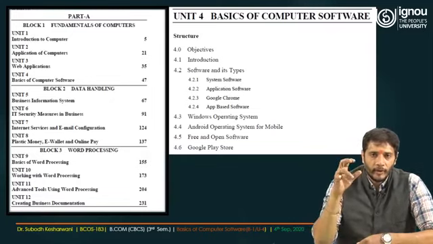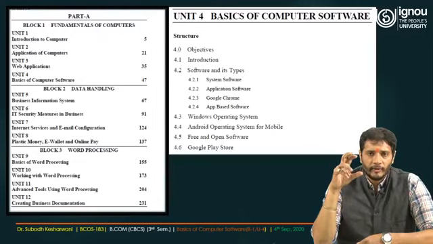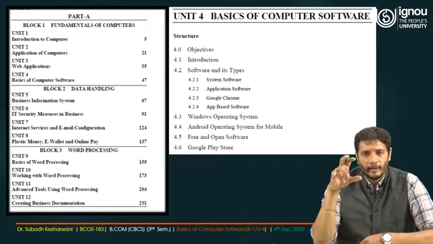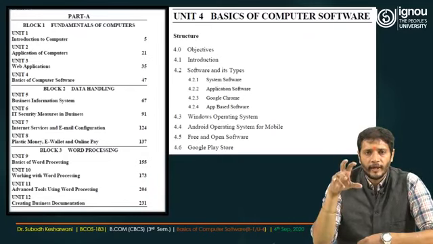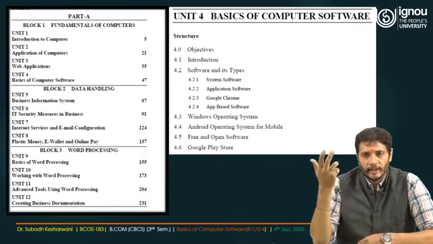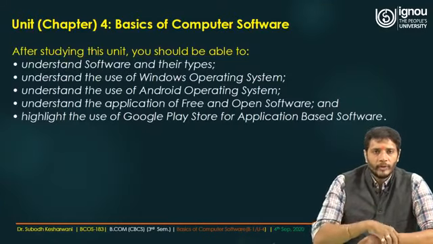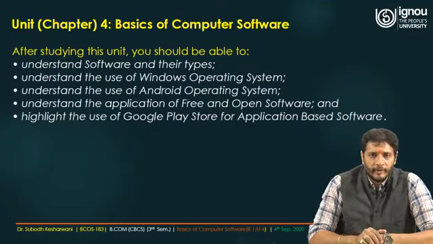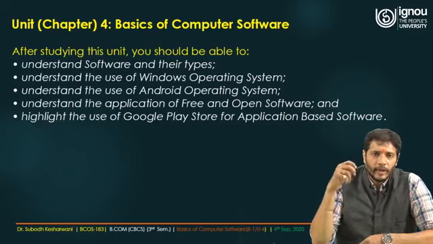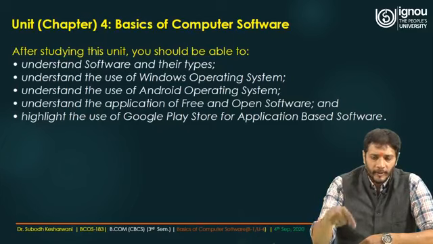Anyway, we are going to talk about the basics of computer software, and we are in the fourth step right now. While going through these four lectures, one can easily understand the fundamentals of computers, because to understand the different aspects of computer applications in business, we have to know what exactly computers are, the basic definitions. So: understand software and its types, understand the Windows operating system. I have already talked about free and open source software, which we usually call FOSS, and Google Play Store for application-based software.